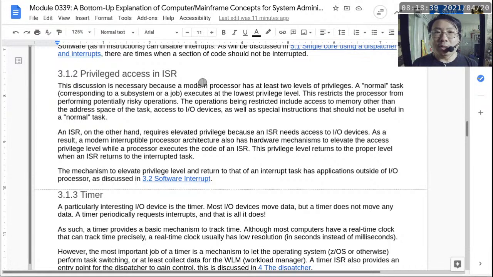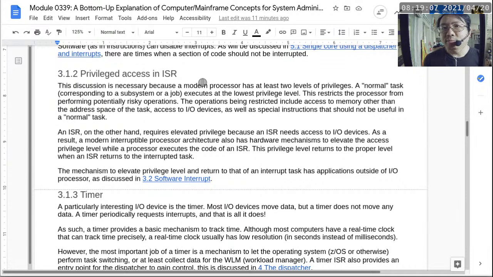When the ISR, the interrupt service routine, is done and it quote-unquote returns back to the task that it interrupted, at that point the privilege level has to go back to whatever the task originally had. Now, if that task happens to be a part of the operating system, already running at a high privilege level, it's okay not to change it.